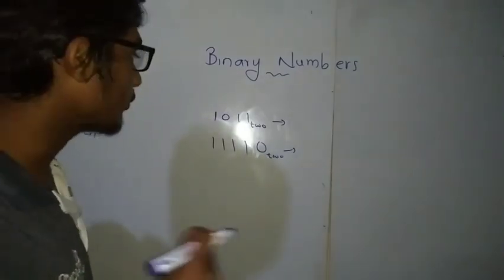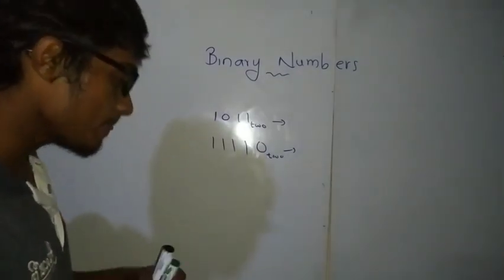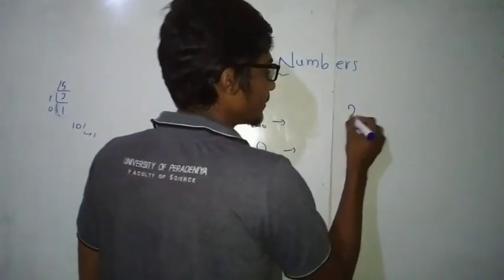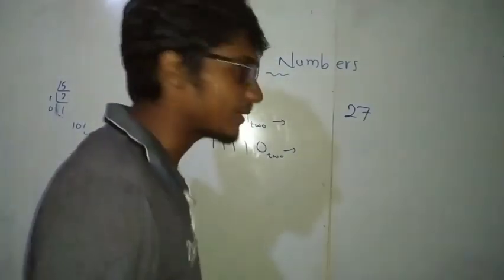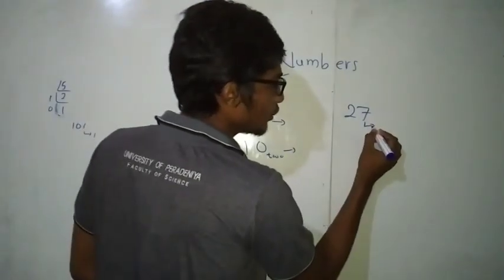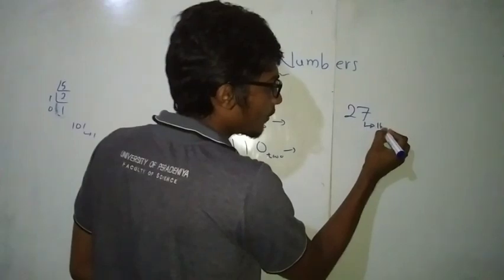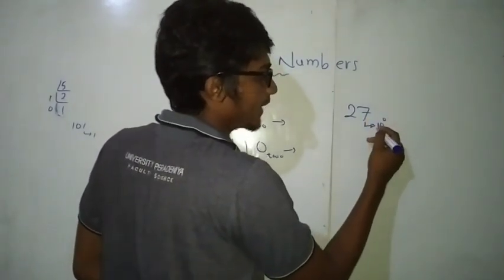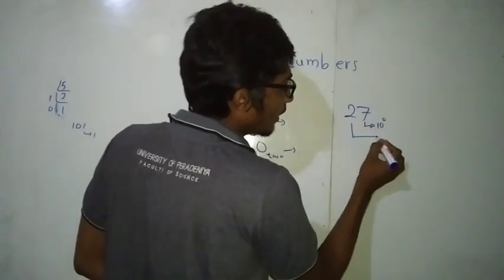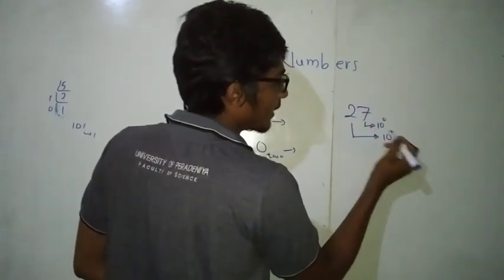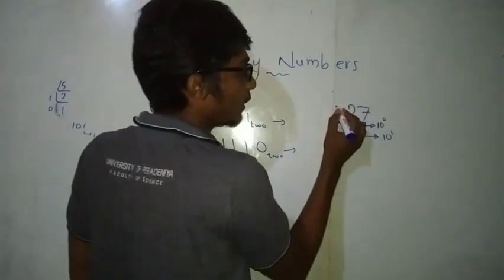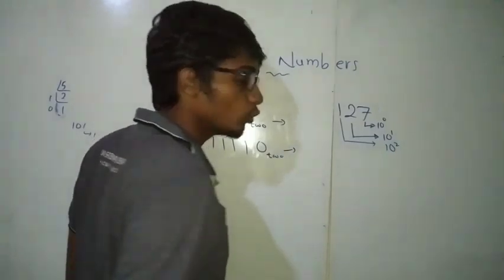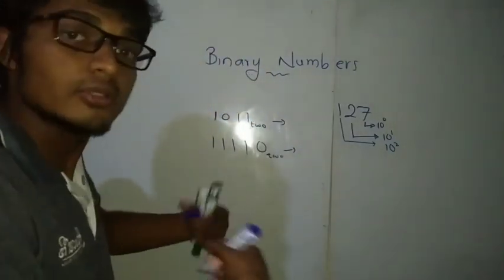To find that, what we have to do initially is, if you have 27 in decimals, you know that the unit place means 10 to the power of 0, right? The power of 10 should be 0. On the 10th place, what you have is 10 to the power of 1. If you have another number, 127, this is in the 100th place, so you say 10 to the power of 2. So the power is increasing. You understand what I'm saying?